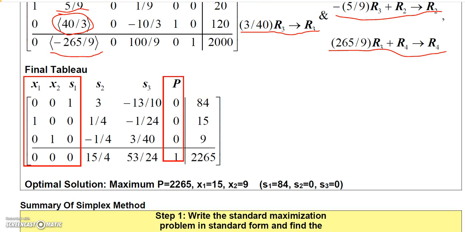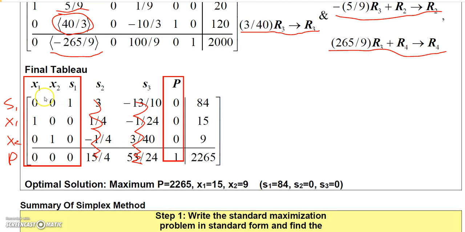Okay, so if I were to label this, I would notice that the s1 column has the 1 in row 1, so s1 is identified with row 1. Notice that the x1 column, the 1 is in row 2, so row 2 would identify x1. Notice the x2 column is in the third row, so x2 would be identified with row 3. And then the p is in the fourth column, so p would be identified with row 4. Now, since those are your basic variables, then these guys are non-basic, so they're going to be 0.